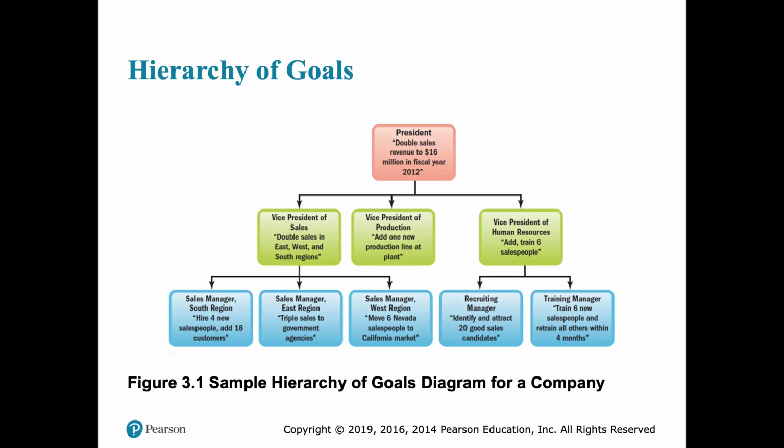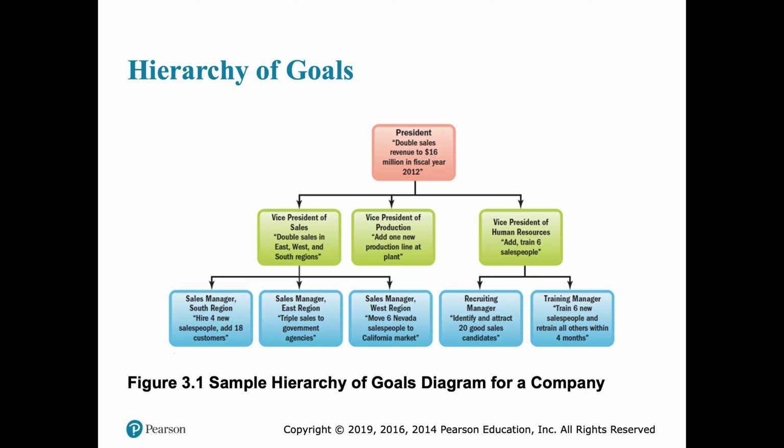The sales team has already identified they want to hire 4 new salespeople. So the recruiting manager now looks at candidates and identifies or attracts 20 new good sales candidates. Out of those 20 candidates, they would most likely pick 4, because 4 is how many they need to hire, but they want to have a good pool to choose from. And then you also have the training manager, who could set a goal: train 6 new salespeople and retain all others within 4 months. So there needs to be some kind of training.